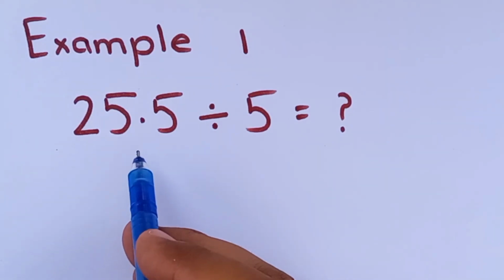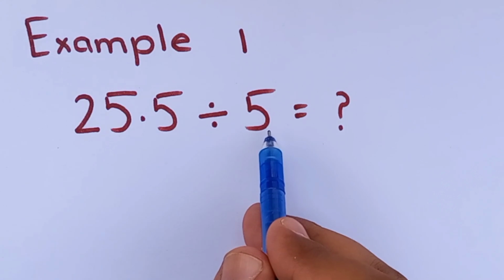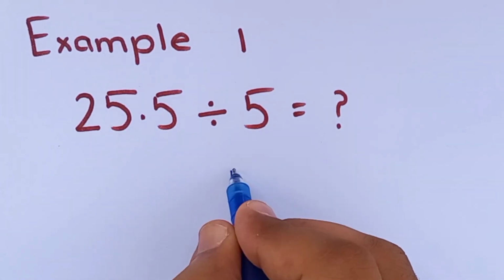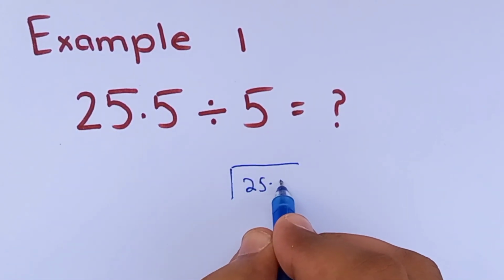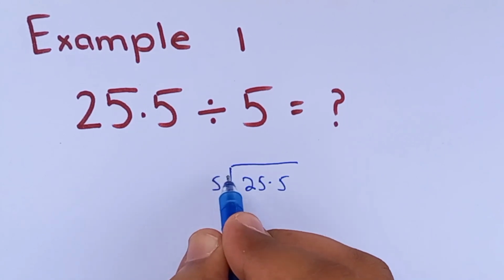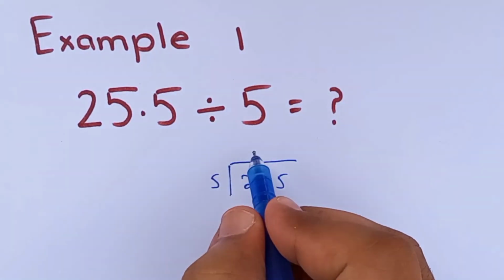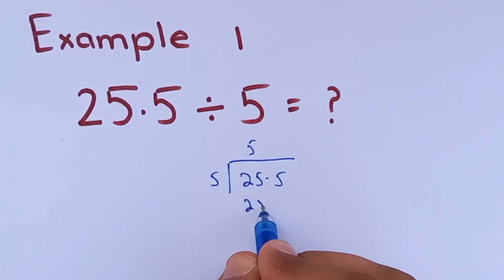In this video we are going to show you how to divide: 25.5 divided by 5 is what? So we can divide properly. We can write 25.5 divided by 5. So we can write it: 5 fives are 25, 5 multiplied by 5 is 25.